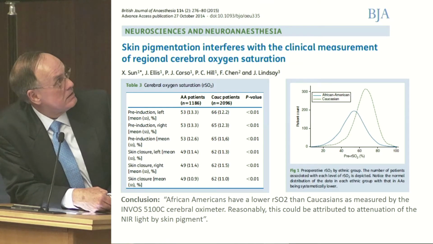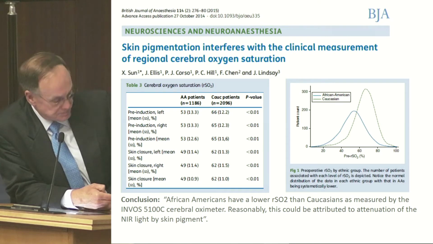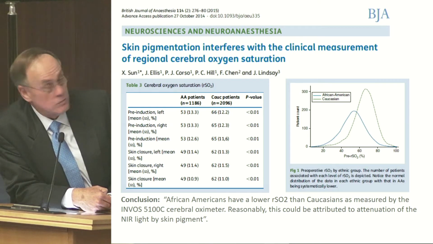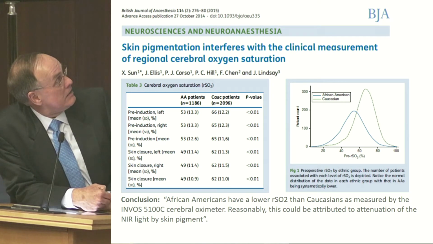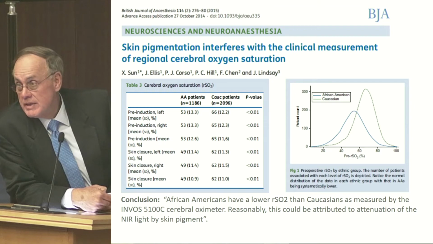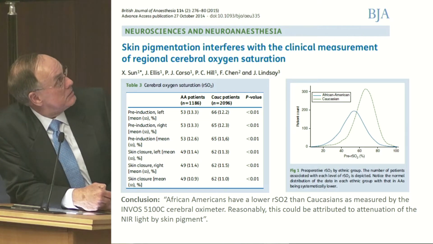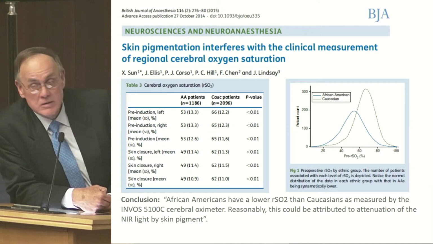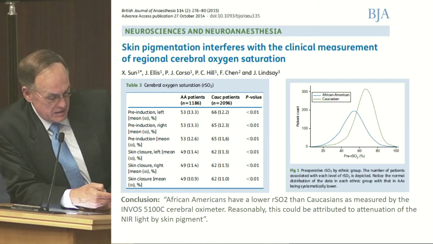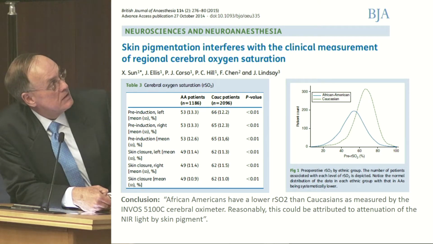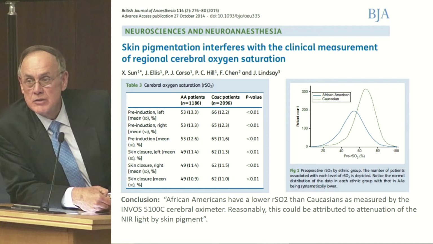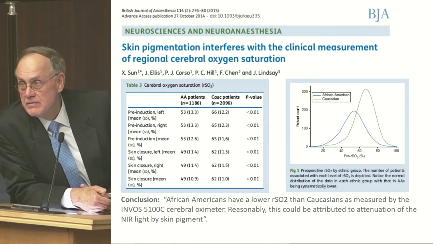So in another study, same question. This was in Washington, D.C., and they looked at over 3,000 African American patients with dark skin versus Caucasian or white skinned people. And again, their data shows that the dark skinned people had much lower readings. And this is just not possible because the physiology of black patients is the same as white patients.